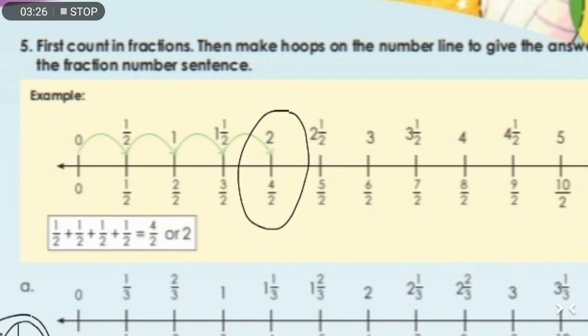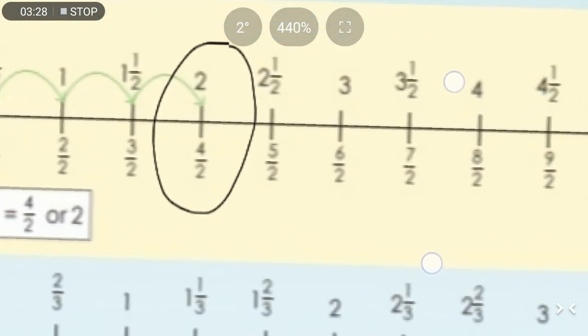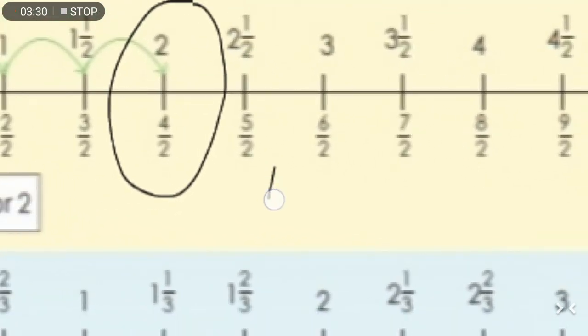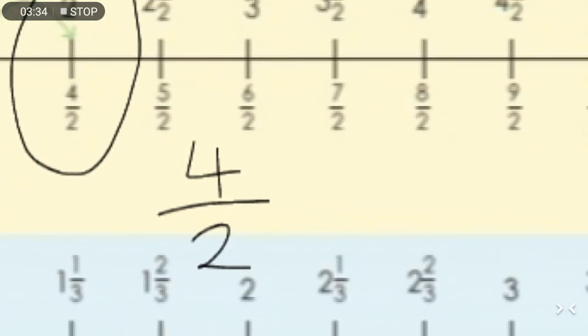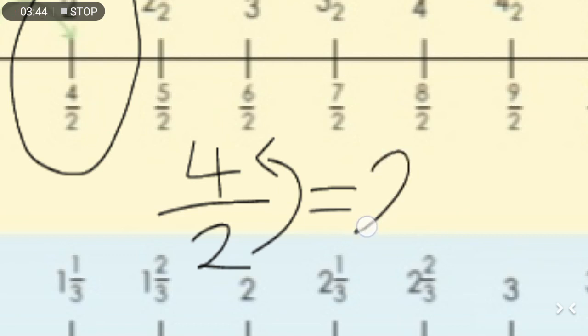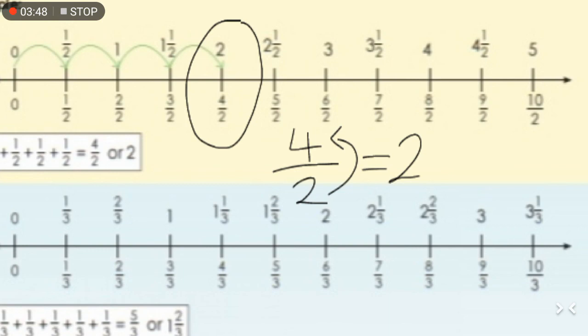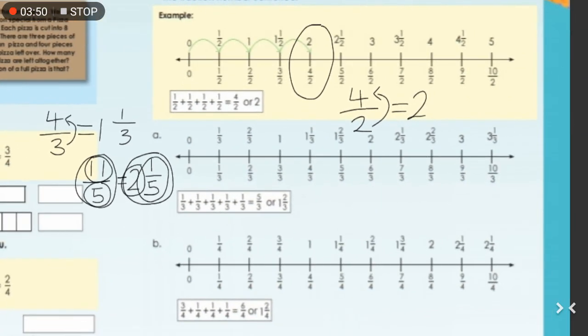So 4/2 is the same as 2. Do you know why? Let's see. 4/2. How many times can 2 go into 4? Let's count in 2s. 2, 4. Twice, and it fits exactly in. So we are just left with 2. There is no fraction because we have no remainder over. Okay?